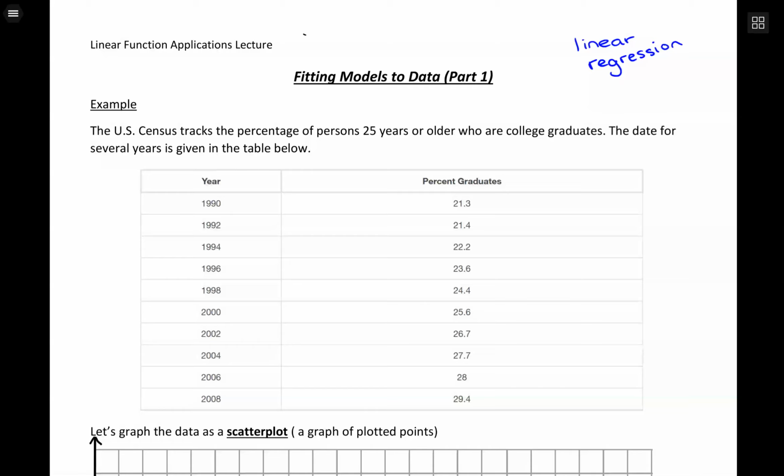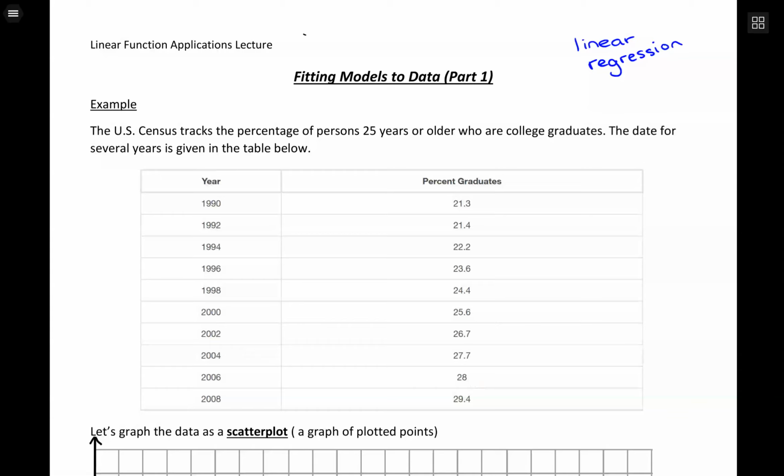So, the U.S. Census tracks the percentage of persons 25 years or older who are college graduates. And we have the dates for several years, and then the percentages matching up with those years. So from this table we can see, okay, in 1990, 21.3% of people 25 and older were college graduates. And then we can see it's an overall increasing trend. In 2008, 29.4% of people 25 and older were college graduates.